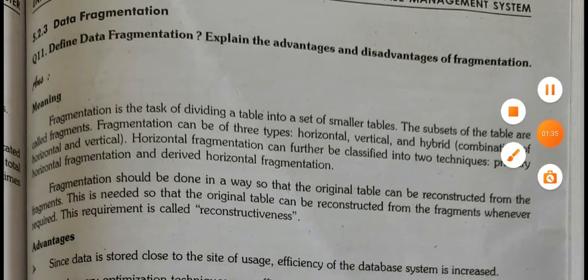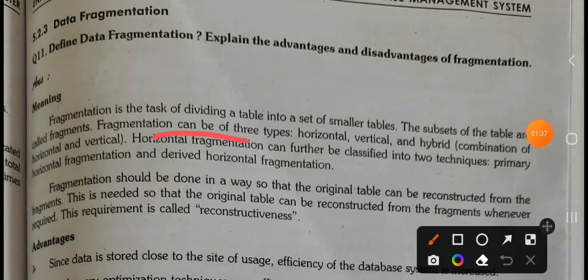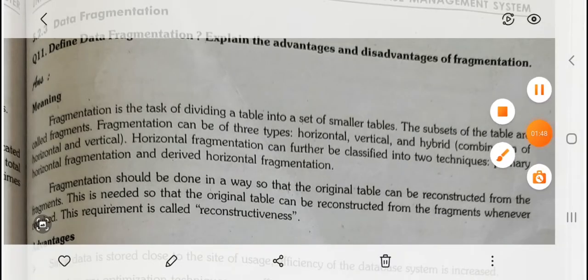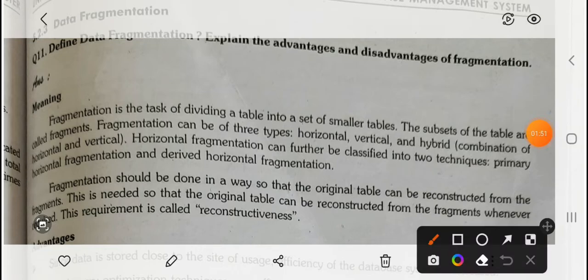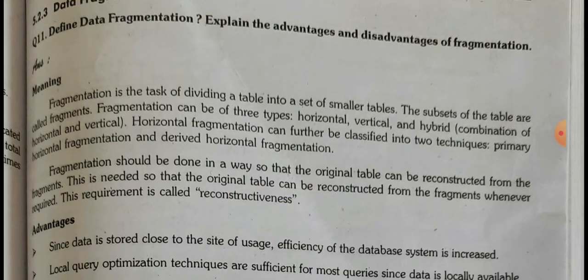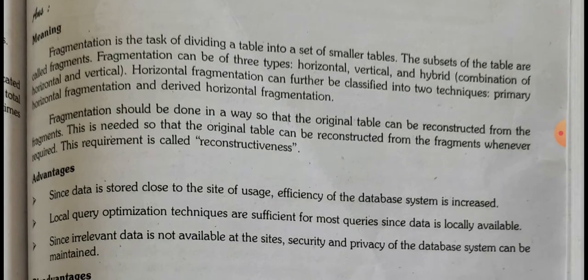Fragmentation can be done in three types: horizontal, vertical and hybrid. That we will discuss. But before that, you should take care that your fragmentation does not lose any data. Reconstructiveness should be there in your fragmentation. If you reconstruct the table by taking the pieces of those smaller tables, then you should get the original data. That is the major rule you should follow in data fragmentation. I hope it is clear to you.